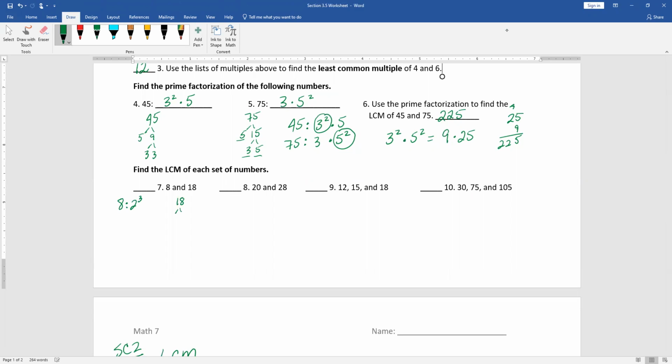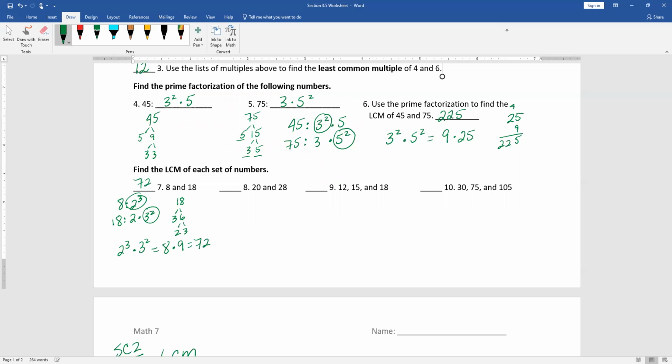And you can do the tree if you want. You probably figure it out on your own, that 18 is 3 times 6, which is 2 times 3. So 18 is 2 times 3 squared. So we have 2 cubed times 3 squared. That becomes 8 times 9, which is 72.